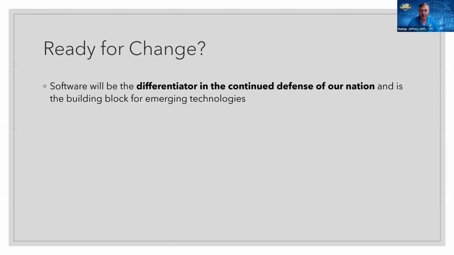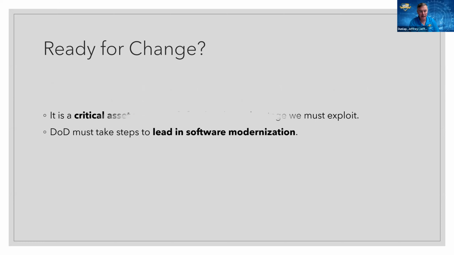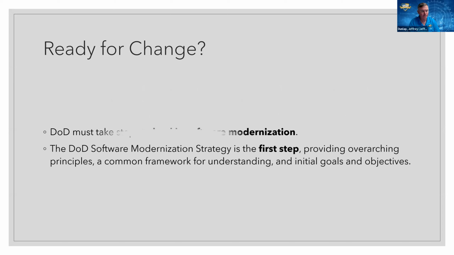If we don't get a handle on this, and start using the building blocks of this emerging technology, we're going to have some challenges. It's a critical asset we must defend and exploit to take to our advantage. And we got to take steps in the DoD to modernize the way that we develop software. And so this document from 2021 is the first step.